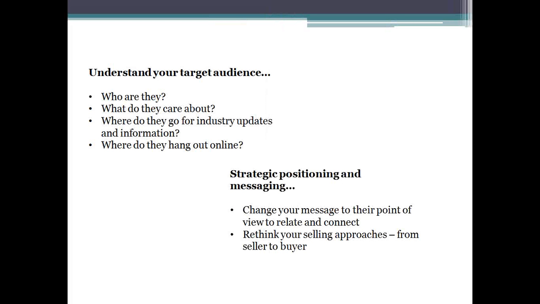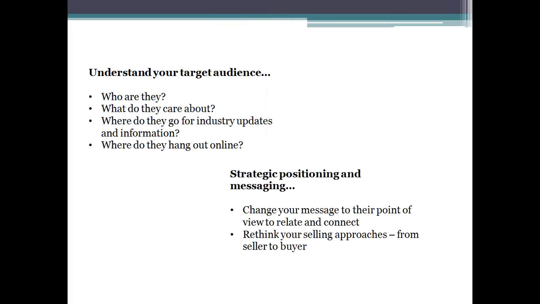It's very important that if you have not done this already in your business, that you list out who is your target audience. Who are they? In other words, what's their demographic? What do they care about? Where do they go for industry updates and information?